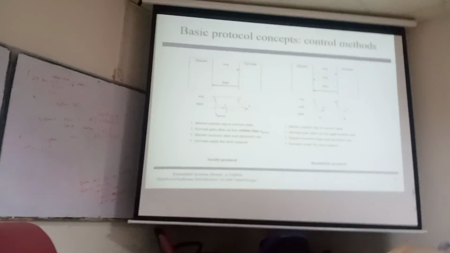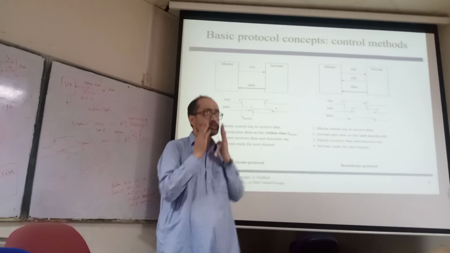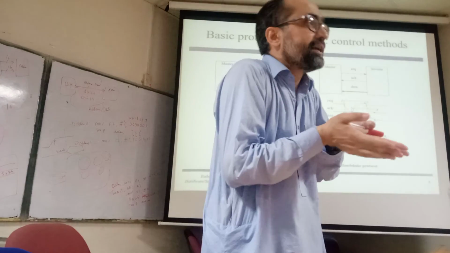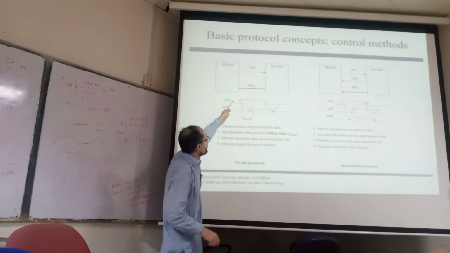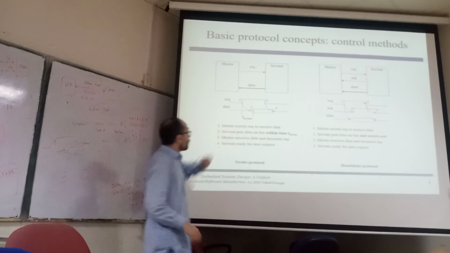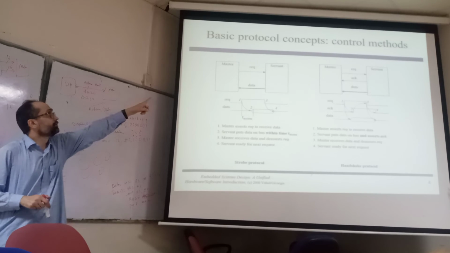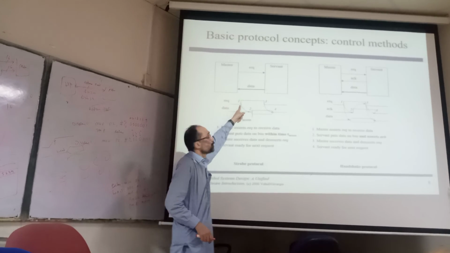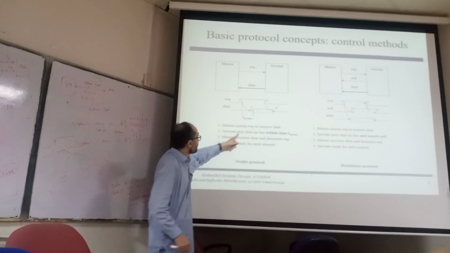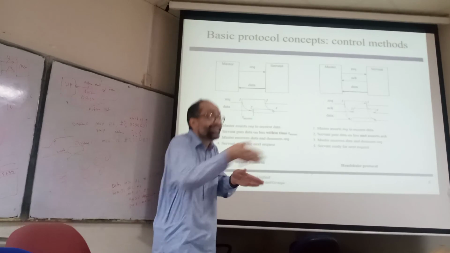Now if you look at the basic protocol concept or the control methods, there are two types of protocols: the strobe protocol and the handshake protocol. The strobe protocol is used when the memory has fixed latency. You always know that you will get the data after some time. There are 4 points. In point number 1, the master asserts a request to receive the data from the servant. The request line goes from 0 to 1. The servant then puts the data on the data bus.